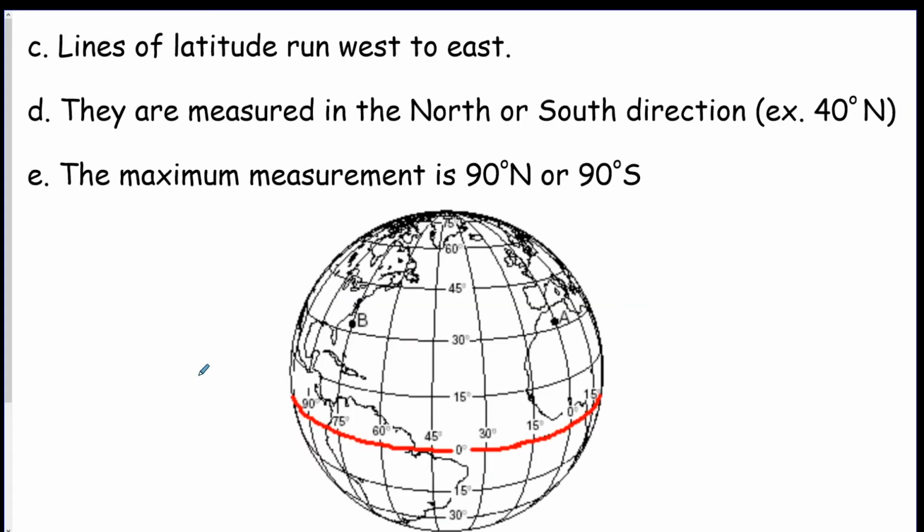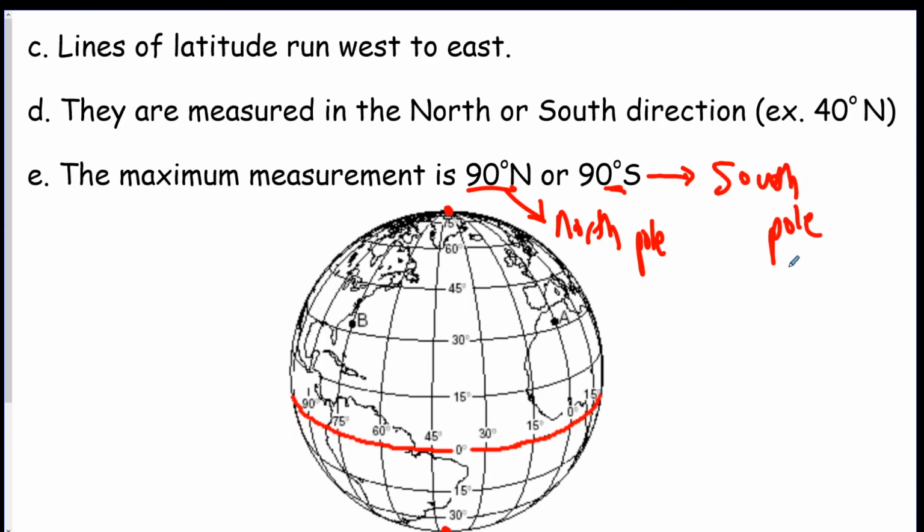So lines of latitude run west to east. That's how they're drawn. They are measured in north or south. And the maximum height that you can go is 90 degrees north. So 90 degrees north would be like the tippy top. This is called the North Pole. And 90 degrees south would be down here. This is called, you guessed it, the South Pole.